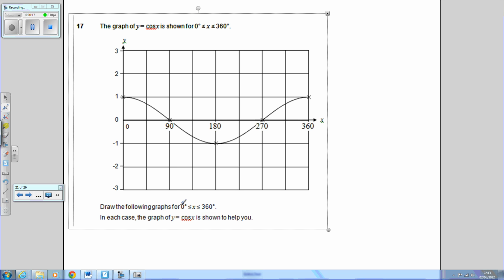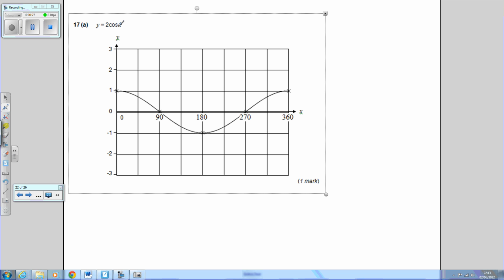Draw the following graphs from 0 to 360. In each case, the graph of y equals cos x is shown to help you. It's really nice when they have the original graph drawn. So if we turn the page, first one is 2 cos x.